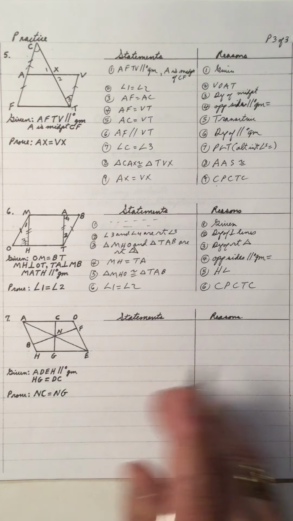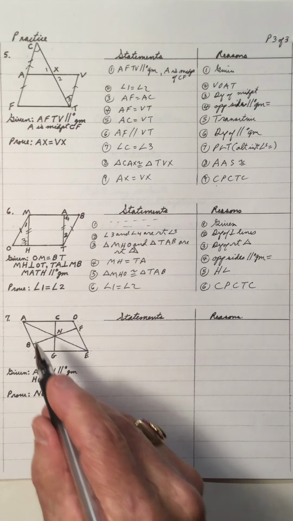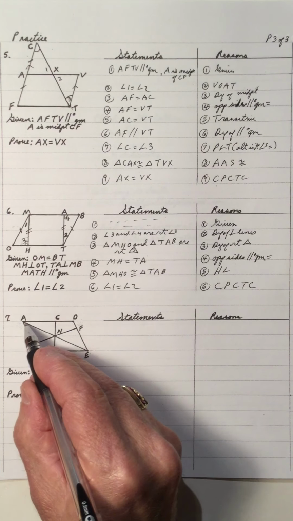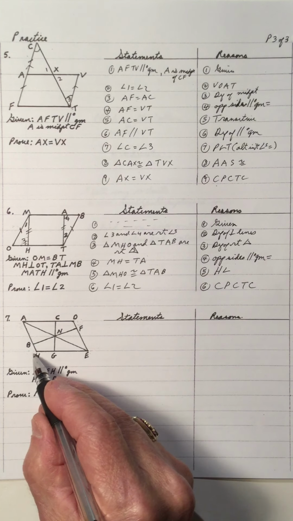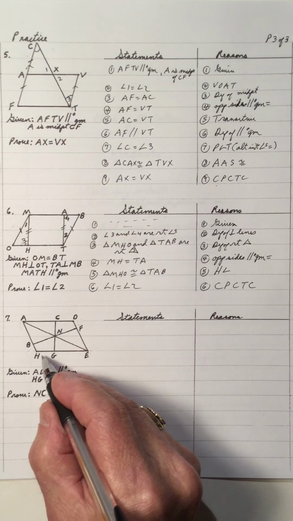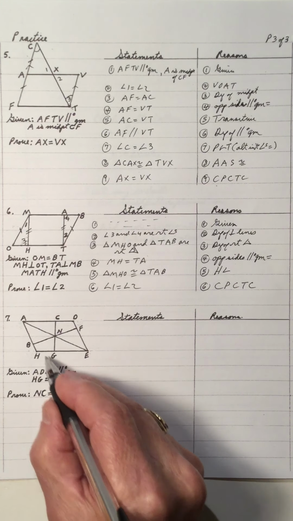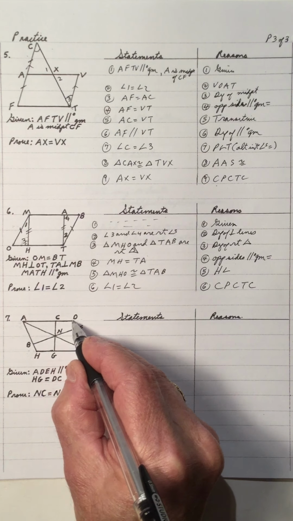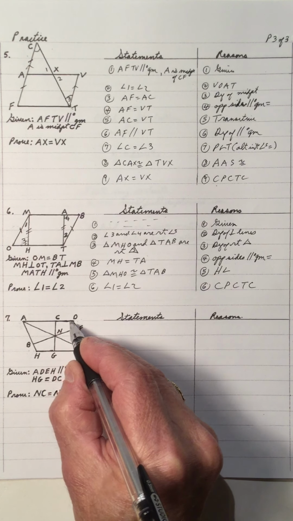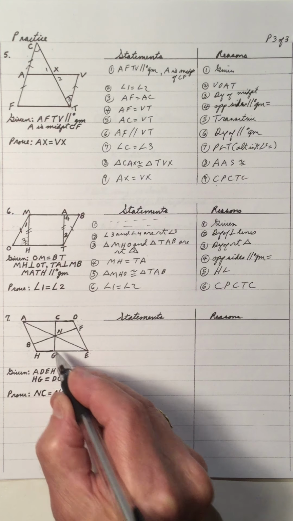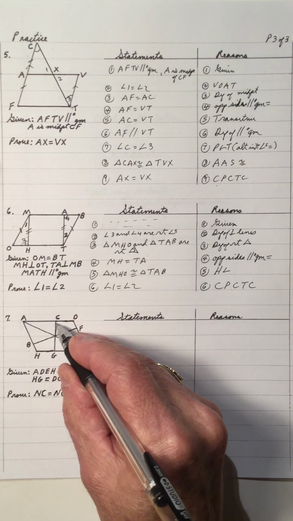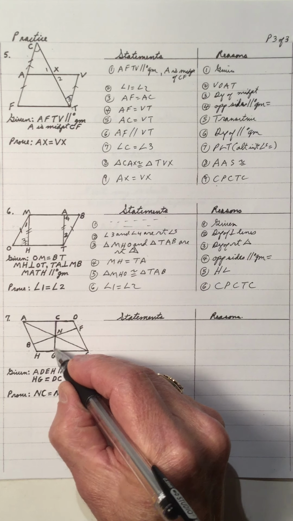Okay, let's do the last proof here. We have ADEH a parallelogram. ADEH is the parallelogram. I have HG equal to DC. So I have these two little parts of the segments equal. And I want to prove that NC equals NG.